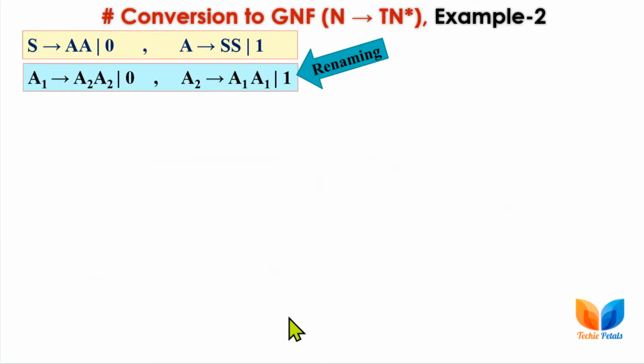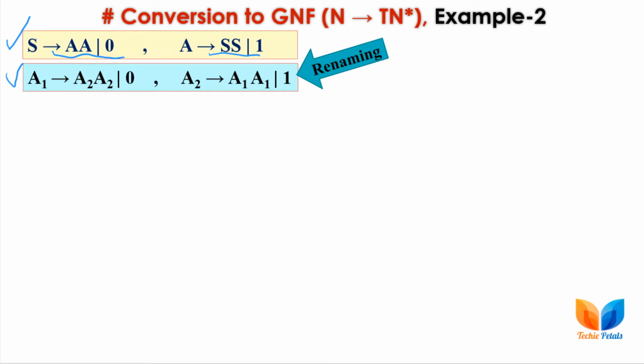Here we have this grammar: S is deriving AA or 0, and A is deriving SS or 1, as we are having indirect left recursion in this grammar. So repeating the first step, we have just renamed the variables. S is renamed as A1 and A is renamed as A2. The grammar is the same, we have just renamed the variables. Renaming the variables is not going to change the grammar.